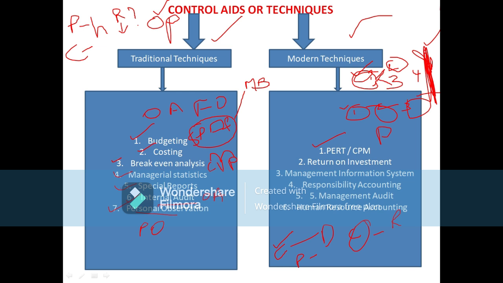Though these two techniques were developed basically for larger projects, they can be used with advantage for the execution of small projects also, depending upon the requirement. Either PERT or CPM, anyone can be used.